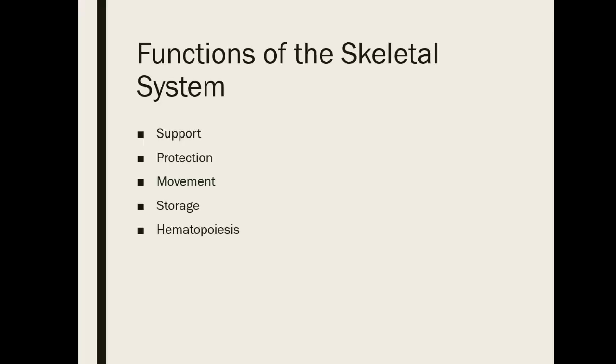So we'll start with the functions of the skeleton, 5 main functions. So we have support, giving us the ability to stand up. Really, everything in the body is supported by the skeletal system, the skin, the muscles, the organs within. Protection, if we think about the rib cage and the cranium, protecting the lungs and then the brain respectively, that's where that protection component comes in.